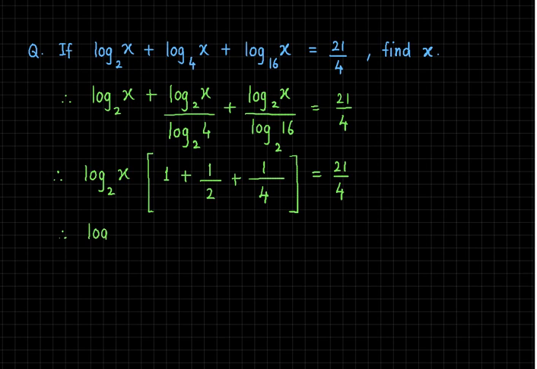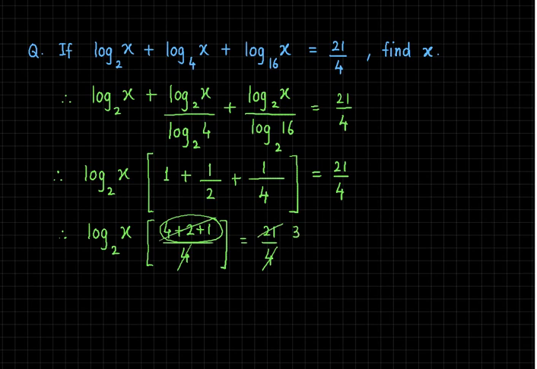Therefore, simplifying further, we have log x to the base 2 into the bracket 4 plus 2 plus 1 upon 4 is equal to 21 upon 4. So we can definitely cancel 4 from both denominators, and 4 plus 2 plus 1 is 7, so that 7 will get cancelled from 21, leaving 3. So what we have effectively got is log x to the base 2 is 3. So therefore that means x is nothing but 2 raised to 3, and therefore x is equal to 8. That's the answer.